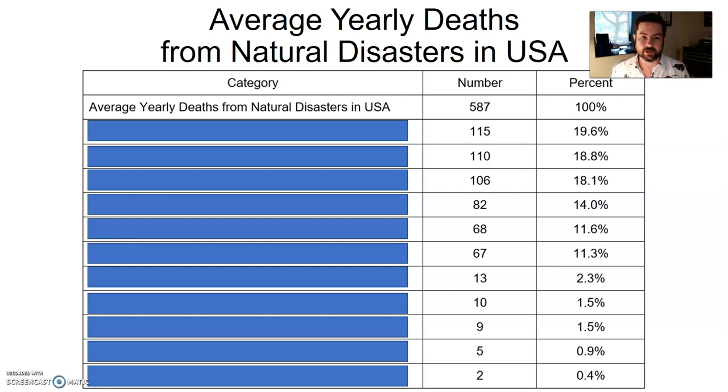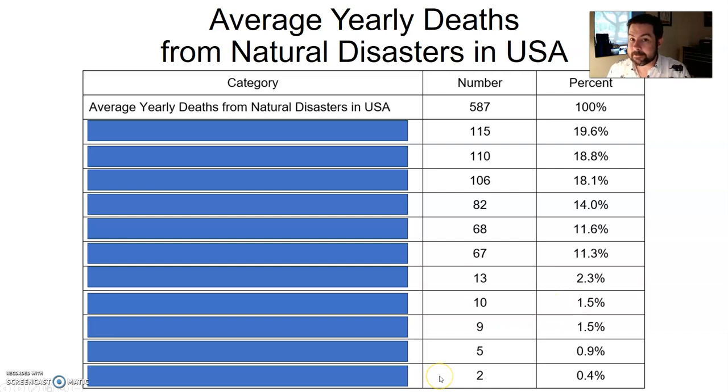So these are the average yearly deaths from natural disasters in the U.S. On average, almost 600 people in the U.S. die from natural disasters, out of a total on average of 80,000 per year. So we have very little. We have higher income countries, less deaths. So what could it be? This is on average. Some years are more, some years are less.